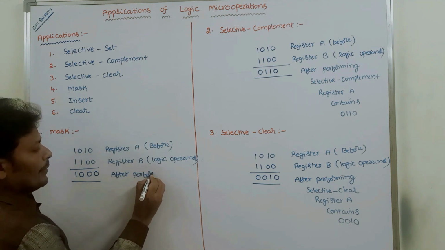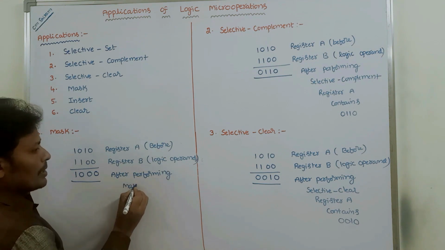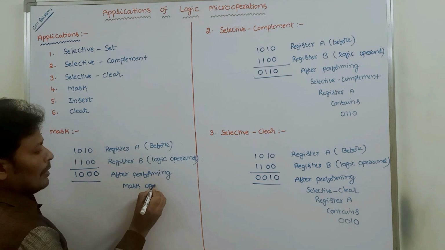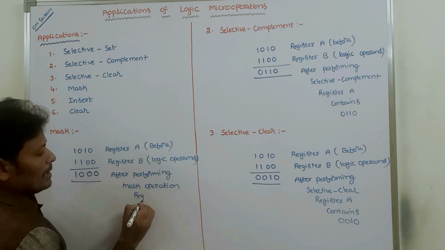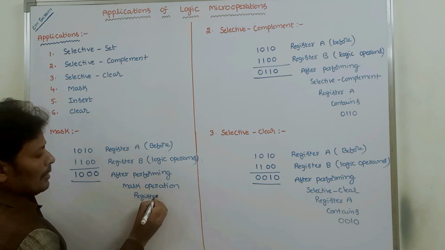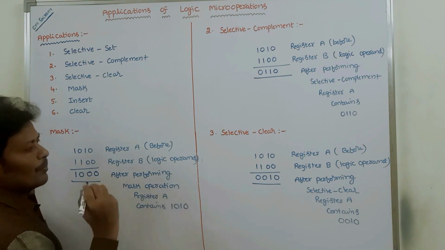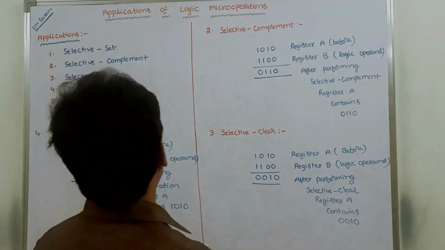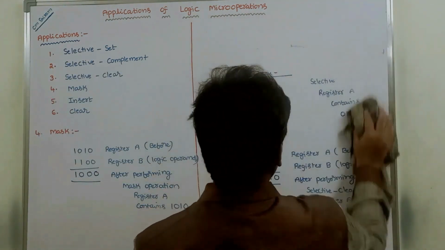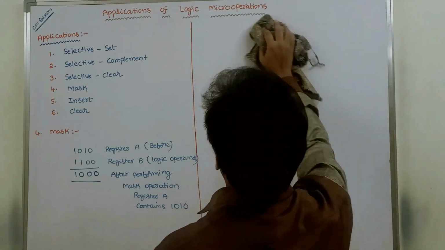After performing mask operation, register A contains 1, 1 0 1 0. So this is the mask operation. Next we can go for fifth operation. The fifth operation is insert operation.